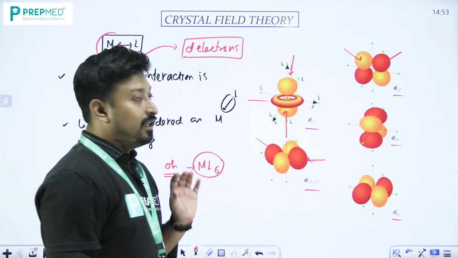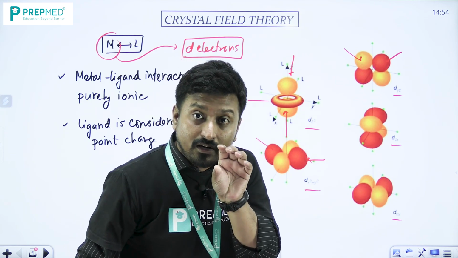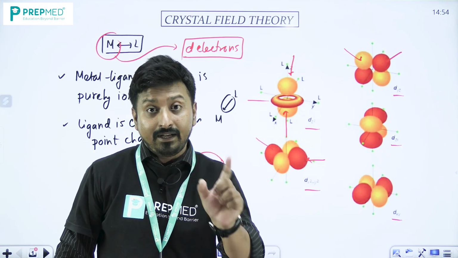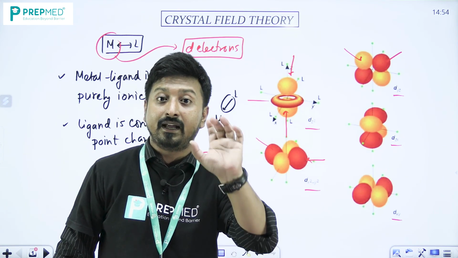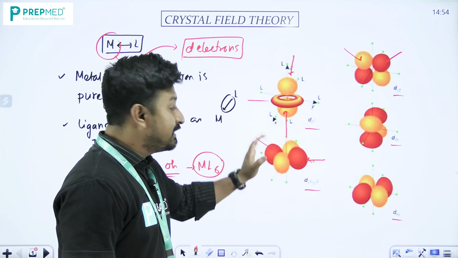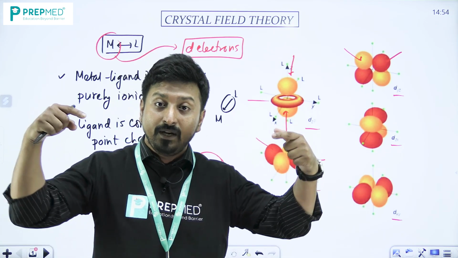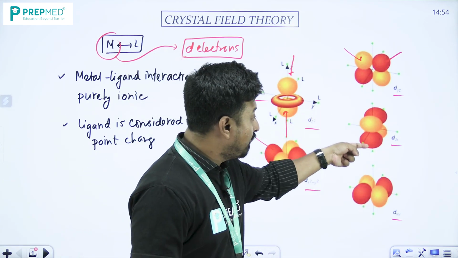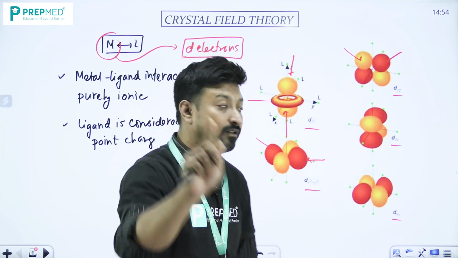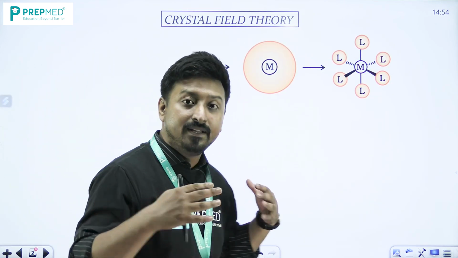So if a ligand approaches via the axes, then what will happen? The metal's dx square minus y square and dz square orbitals, both of them, will interact. But if the ligand approaches in between the axes, then the xy, yz and zx orbitals will interact. As simple as that. Now the next point, coming to this interaction in the ML6 case.